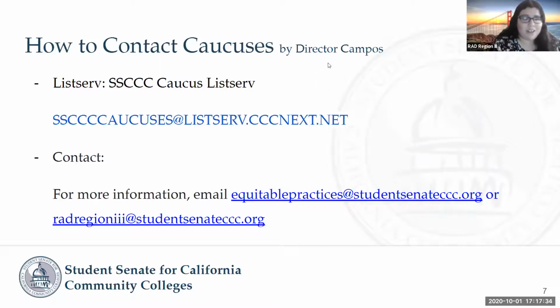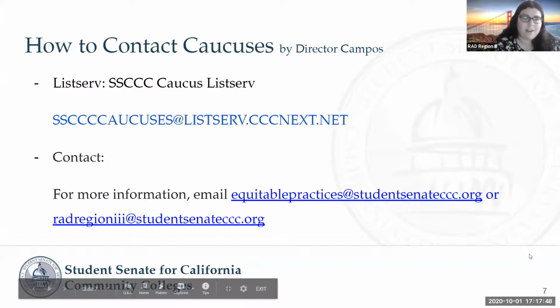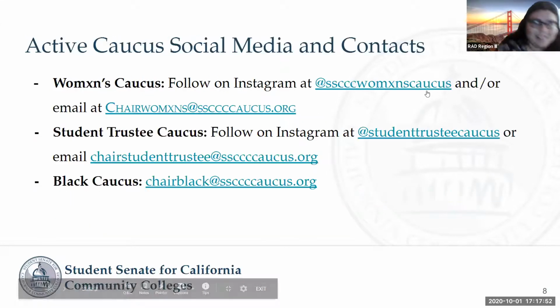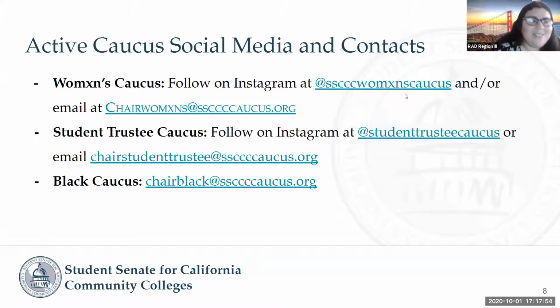So this would be good information for you to have in case you want to start a caucus up, because as I mentioned, after the next SSCCC Board of Directors meeting, we will have a new guideline and process to get involved, as well as create a caucus. Other than that, next slide. If there are any questions, let me know.